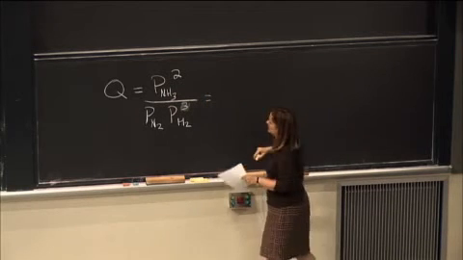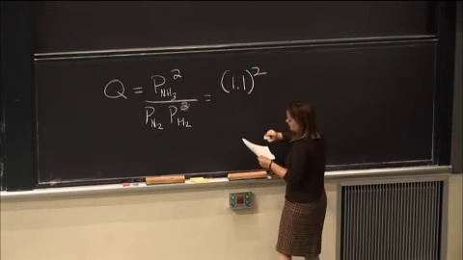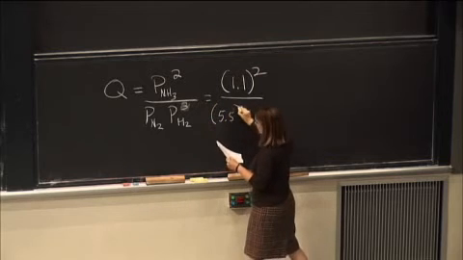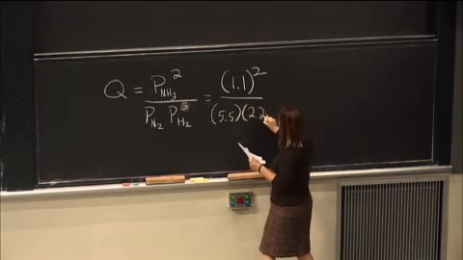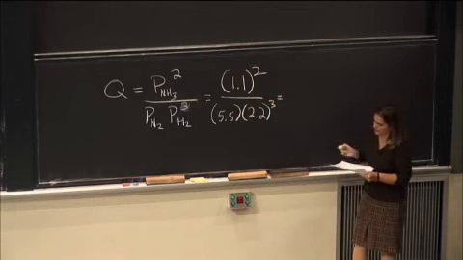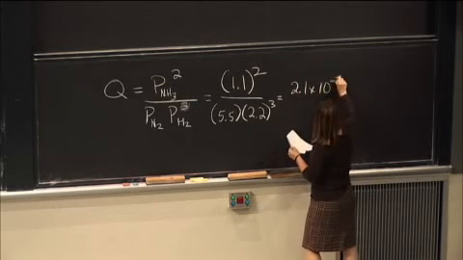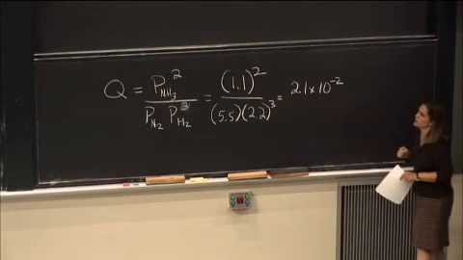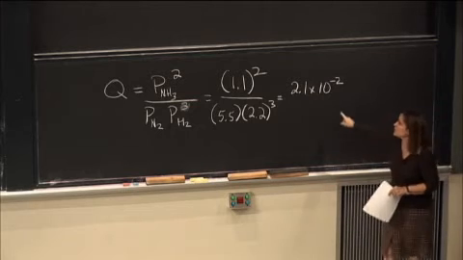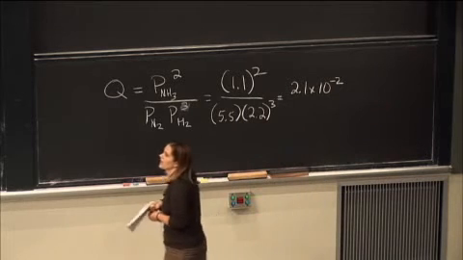So now I can plug in my values. I'm told I have 1.1 bar. And down here, I have 5.5 and 2.2 to the 3, again, considering the stoichiometry. And if you do the math, you get 2.1 times 10 to the minus 2. That's your Q value. Now, given your K value, which the problem states, and this Q value, let's do a clicker question. Tell me which direction the reaction will go.